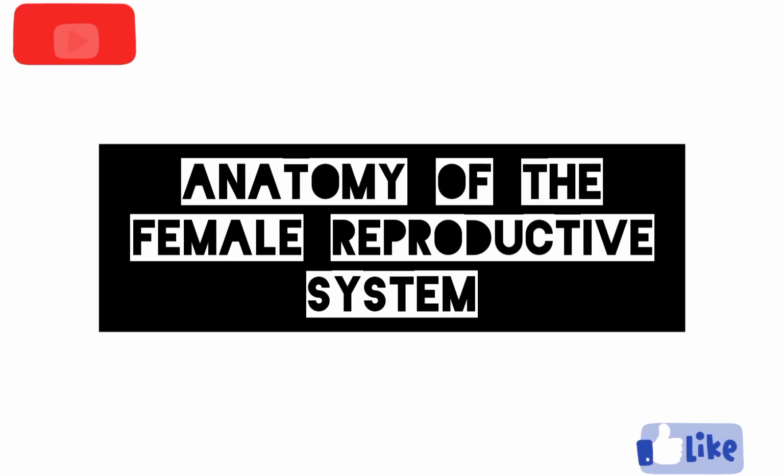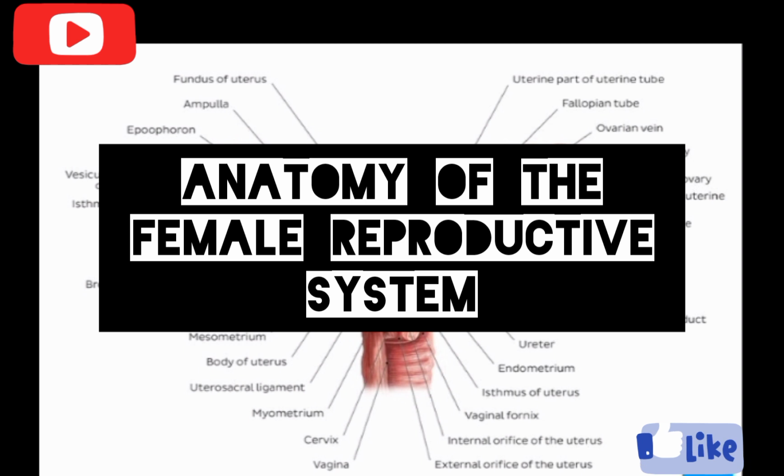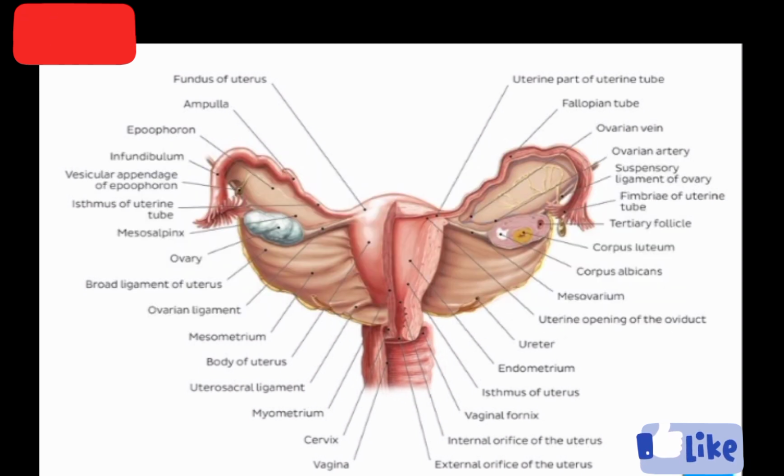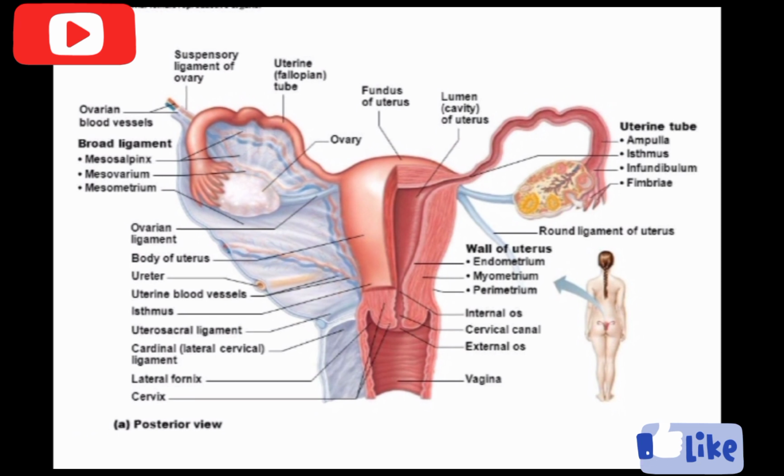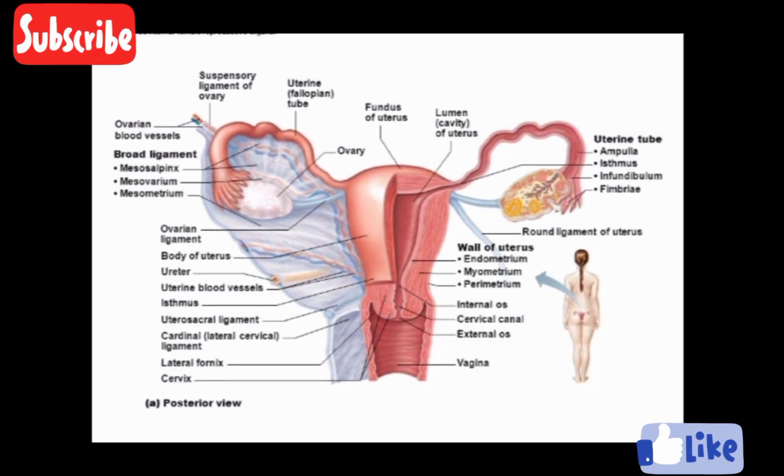I'll be handling the anatomy of the female and male reproductive system. So over to the female reproductive system, it is said that it's made up of internal and external sex organs which function in reproduction of new offspring. Now in humans, the female reproductive system is immature at birth and develops to maturity at puberty to be able to produce gametes and to also carry a fetus to full term.